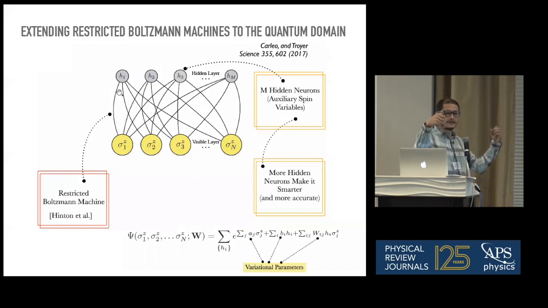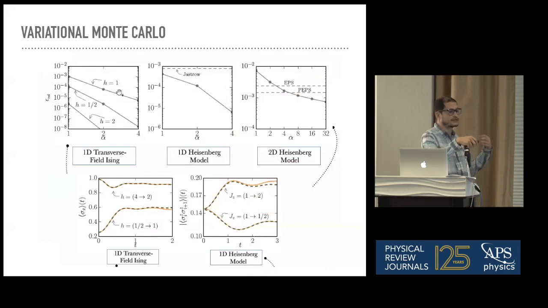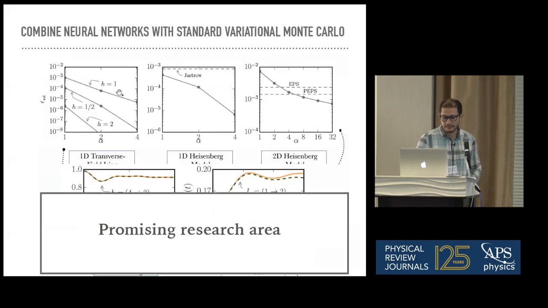Which is what makes it so that, as you grow the number of hidden variables M, those answers become more and more powerful. As you increase that, you get more and more accurate solutions to these problems. And not only that, he was able to show that you can study real-time dynamics of quantum many-body systems, at least for a short time, for instance in the 1D transverse field Ising model, the 1D Heisenberg model, and so on. So it's exciting, and this is a promising research area, as far as we think.